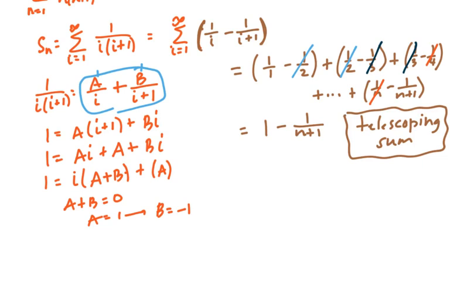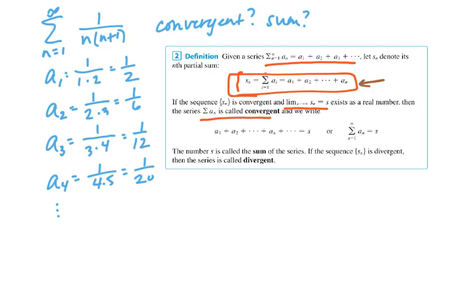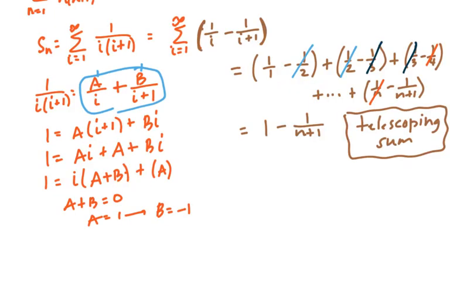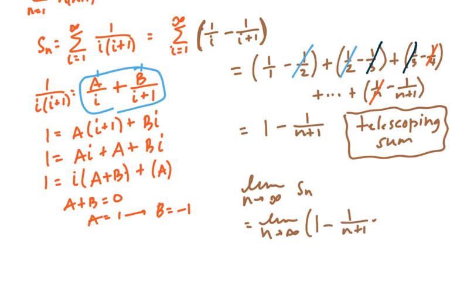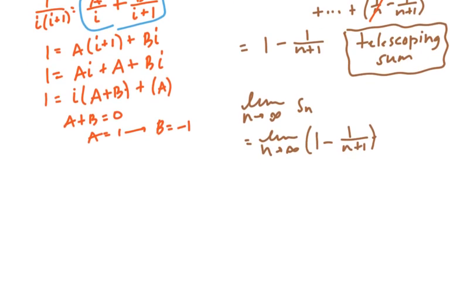So now let's go back to this formula here. We know it converges to a value, so we can find the summation, and it says the limit exists. So let's try that. We say the limit as n approaches infinity of S sub n equals the limit as n approaches infinity of 1 minus 1 over n plus 1. So when we plug that in, we get 1 minus 1 over infinity, which goes to 0. So the limit is 1.